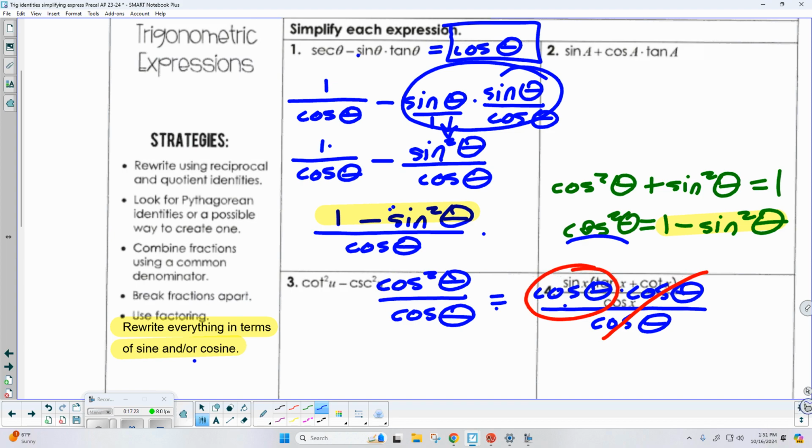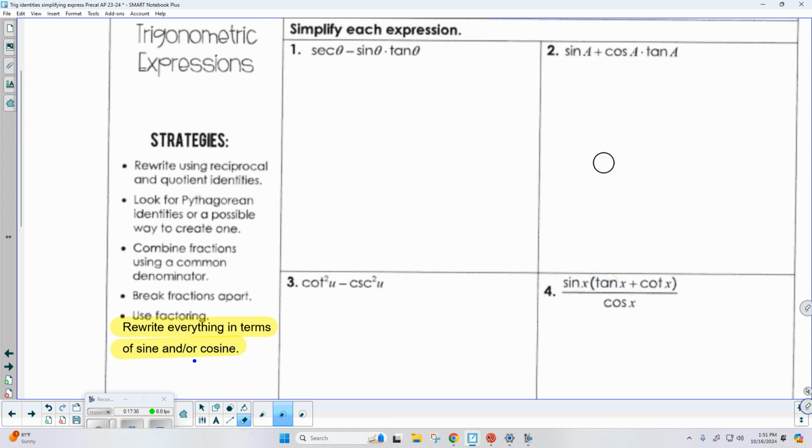All right, let's try another one of these. And I won't start showing you multiple ways until we get to number 3. Right now, we're just kind of talking about it. So I've got sine of A plus cosine of A times tangent of A. Well, there's nothing I can do algebraically. There's no GCF. So let's do like we did in number 1. Let's rewrite everything using sine and cosine. So this sine of A, I'm going to leave it alone. Plus cosine of A, I'm going to leave it alone. Well, what would tangent of A be? Yeah, sine of A over cosine of A.